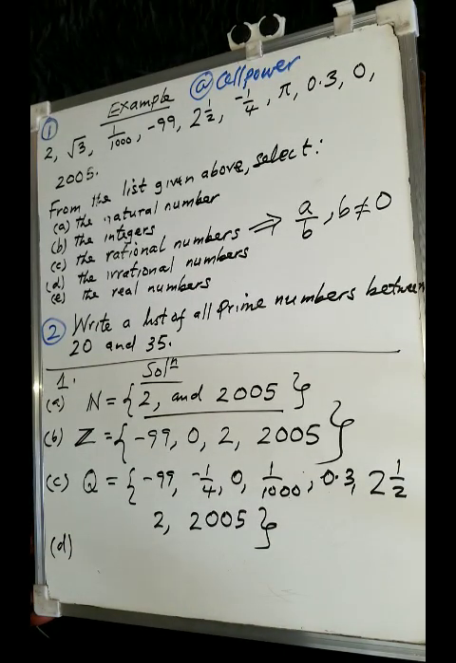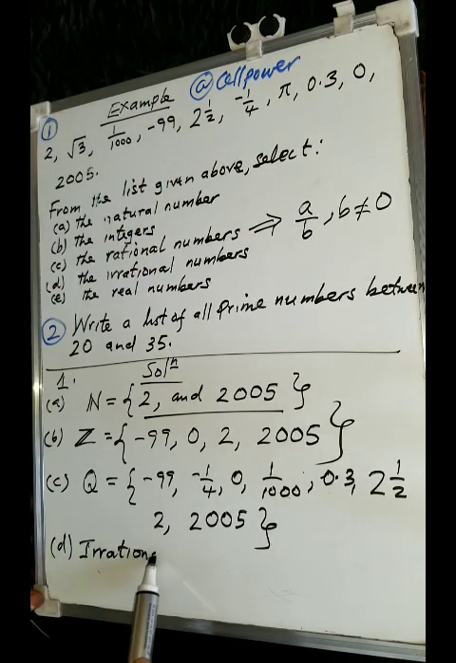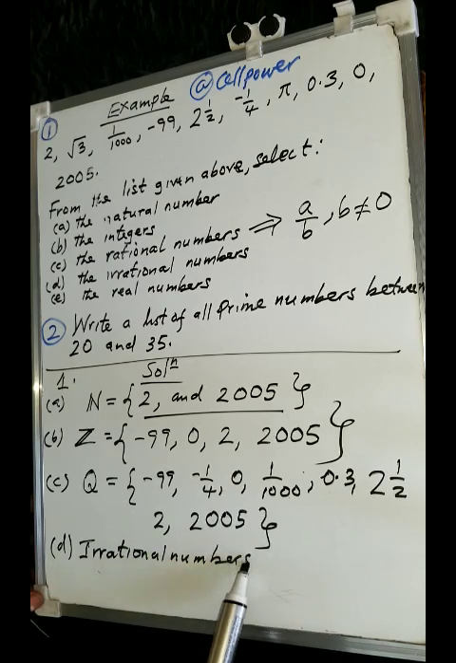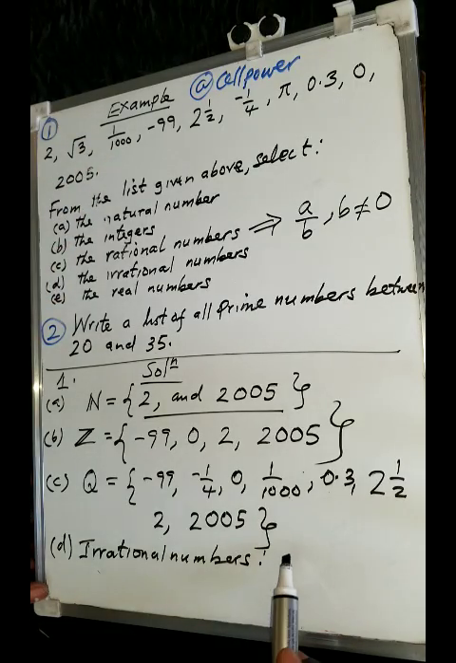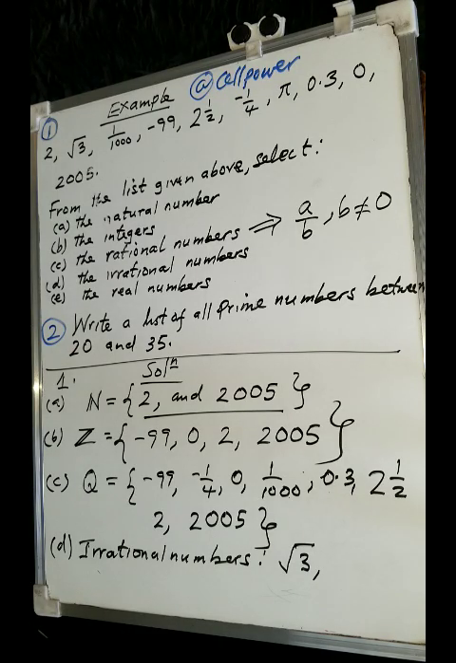Let's look at the D part. The D part says the irrational numbers. So now when I look at irrational numbers, from those numbers that they have given us, which ones are irrational? Remember, we said irrational numbers are those numbers that cannot be expressed as a fraction, and in most cases they do not have a recurring decimal. In other words, they are non-terminating and non-repeating. A very good example is the root of a number that is not a perfect square. That is pi, a common one. I think those are the main ones that we do have.